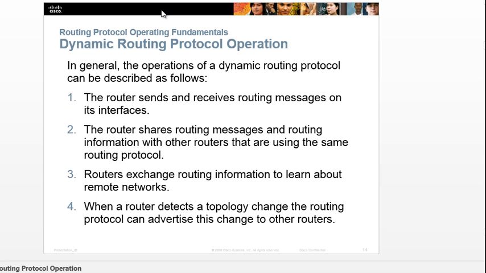They're going to exchange routing information to learn about those remote networks. When a router detects a topology change, the routing protocol can advertise this change to the other routers. So if, for example, we have 3 links that are together, if one loses a link to another one, well, using a dynamic protocol, it's going to update all the routers in that link to say that that is down.